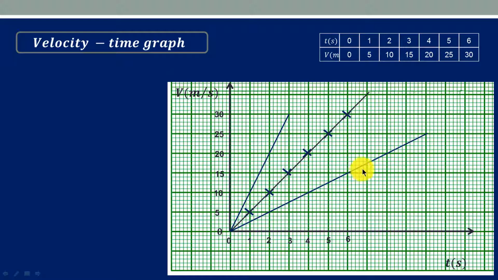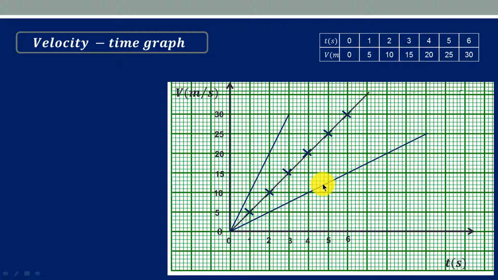Now, let's look at this. You can see this obviously has got a smaller gradient compared to this one. You can see it is less steep, and consequently its acceleration is small. If you have to calculate the gradient of this line here, you will find that it is 2.5 meters per second squared, while this one was 5 meters per second squared. So when we look at graphs, even if the values are not given, we can be able to tell which one has got a higher acceleration.